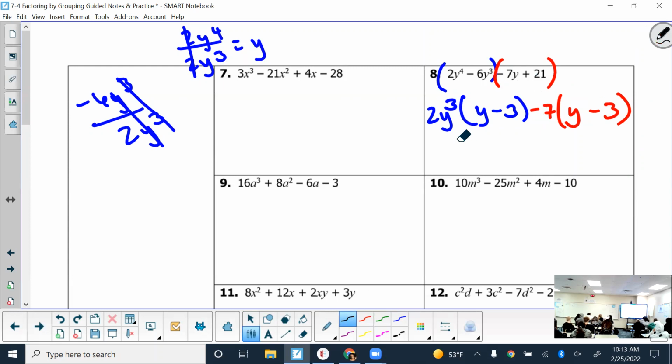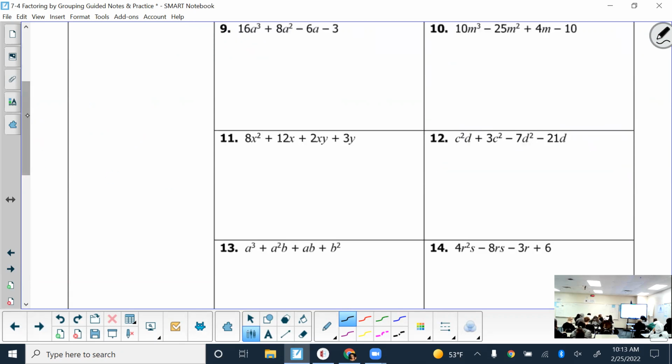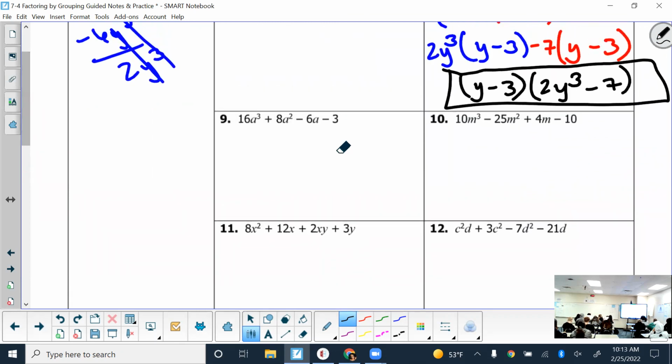So then my answer is what? What's my common binomial? y minus 3, and what makes up the other parentheses? 2y cubed minus 7. All right, so common binomial in one of the parentheses, GCFs in the other. All right, the one I'll have you try will be 12. So try number 12.